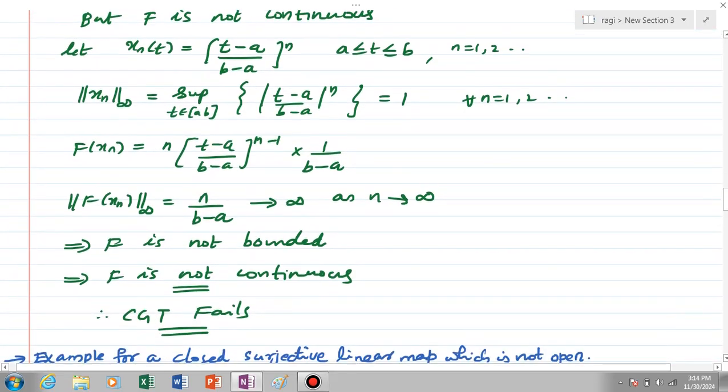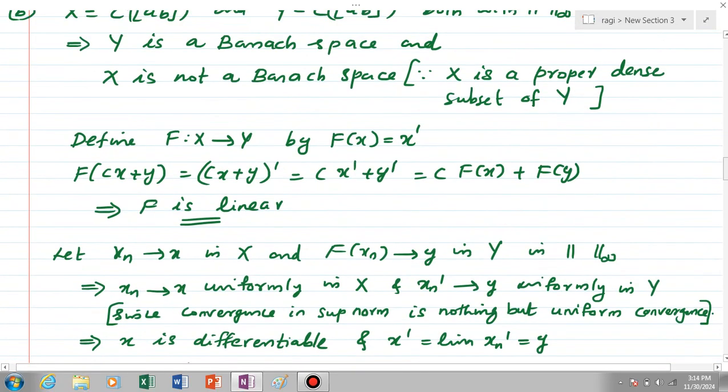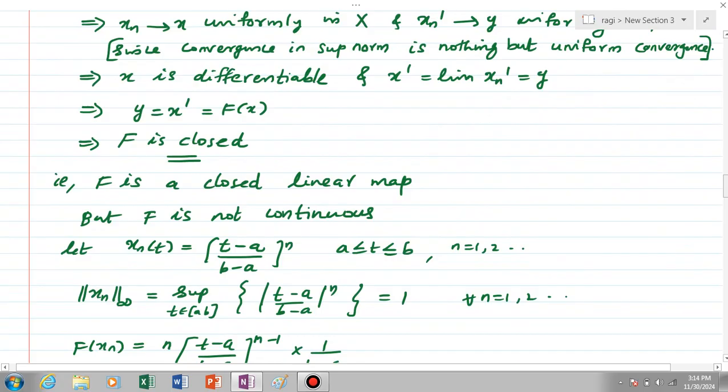So here we have seen a closed linear map which is not continuous, which means the closed graph theorem fails here, because X is not a Banach space, but Y is a Banach space. Okay, the closed graph theorem holds only when X and Y are both Banach spaces, but here one of the spaces, X, is not a Banach space, and so the closed graph theorem fails here.